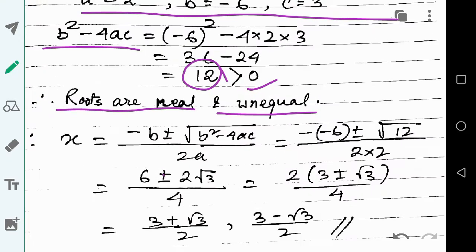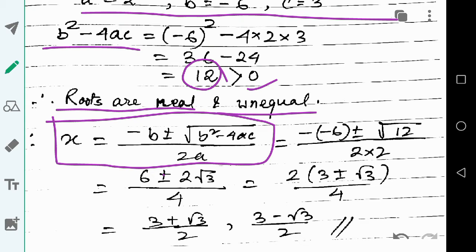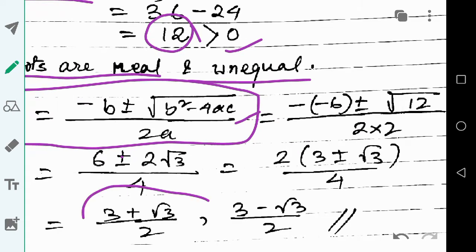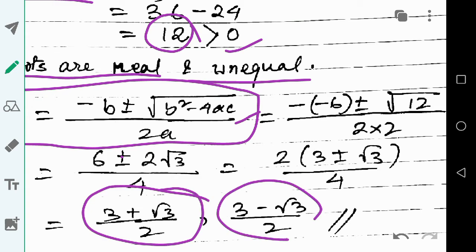Then again use the quadratic formula, that is x is equal to minus b plus minus root over b square minus 4ac by twice a, and putting those values of a, b, c and b square minus 4ac here, we have got two results. One is 3 plus root 3 by 2, another is 3 minus root 3 by 2.